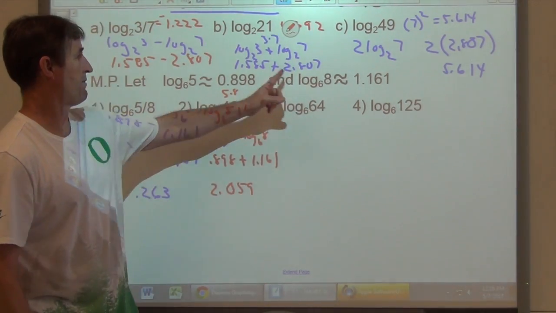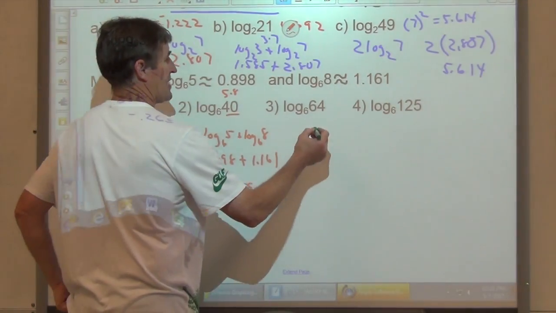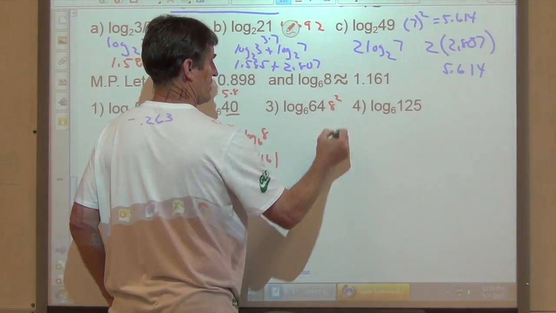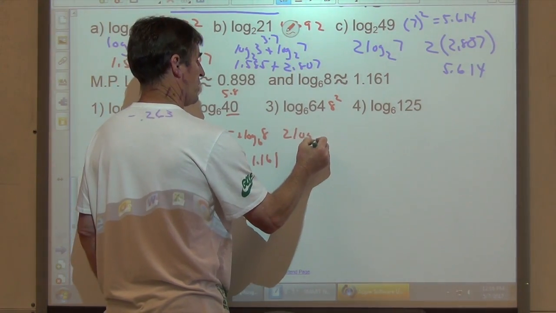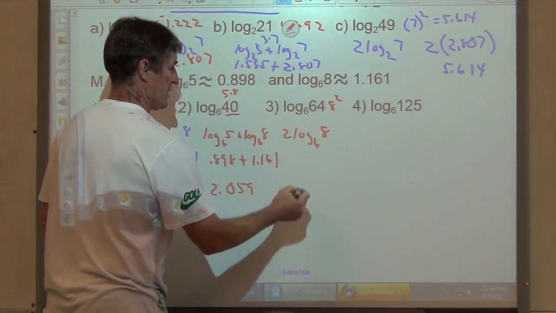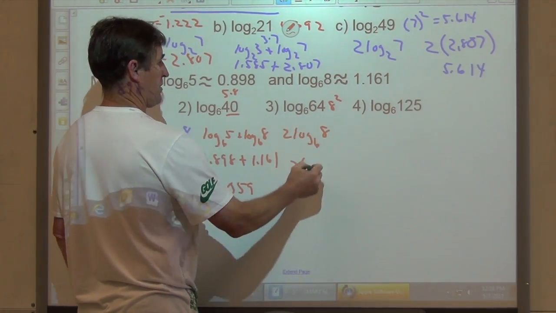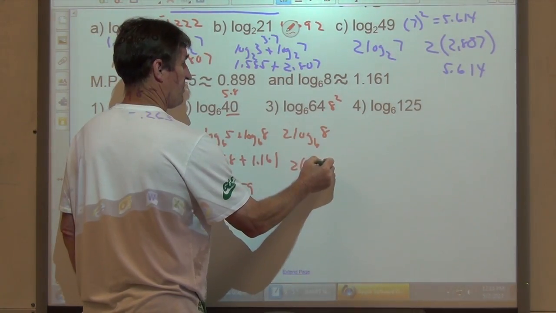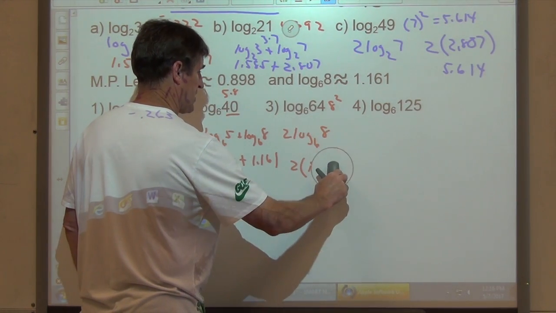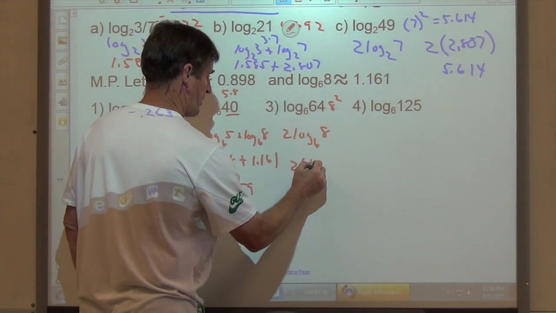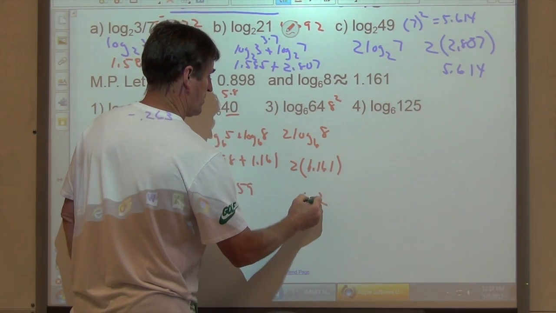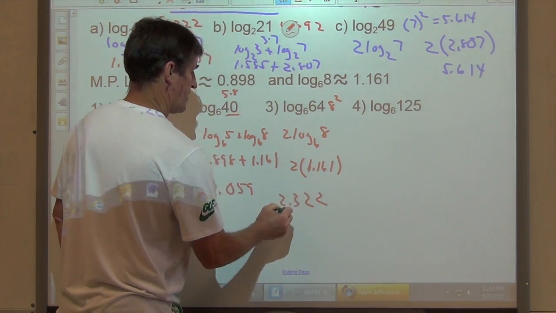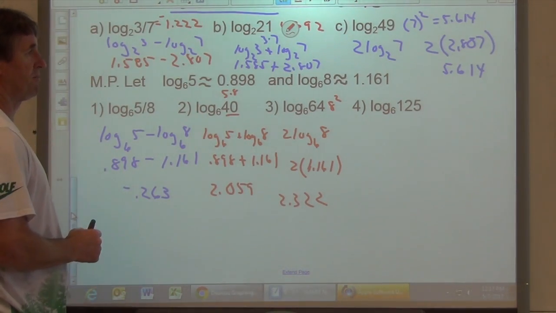64, using the 5 and the 8, I can rewrite this as 8 squared. And then I can bring the 2 out front. So 2 log base 6 of 8. So that becomes 2 times 1.161. And so that would become 2.322 you should have gotten.